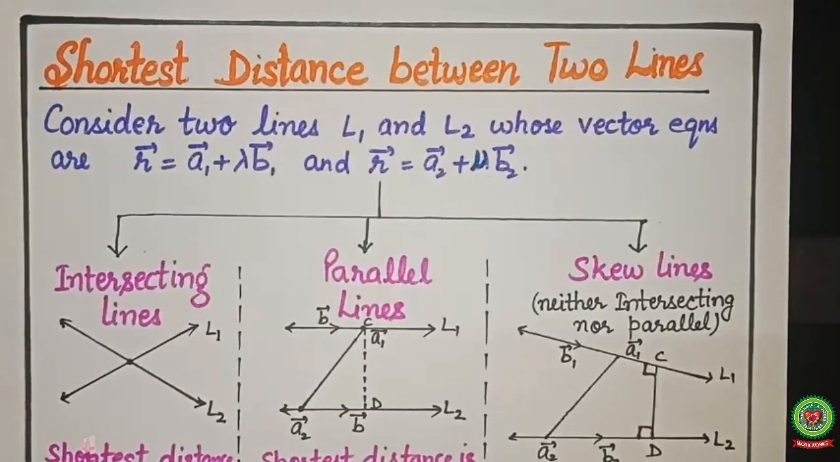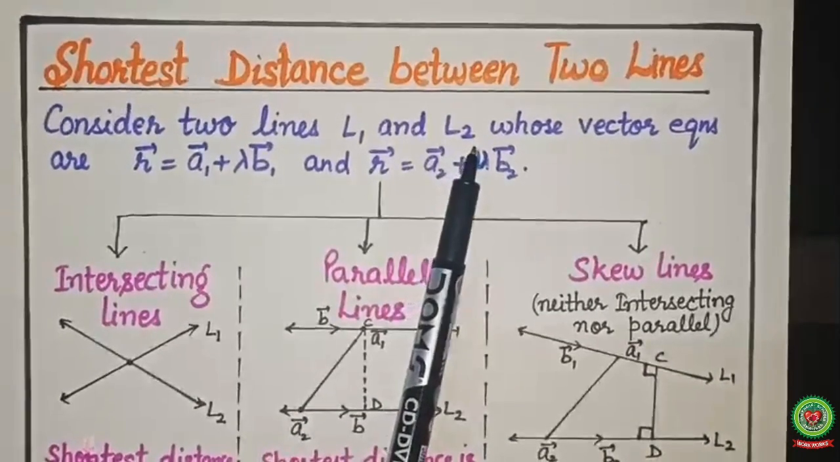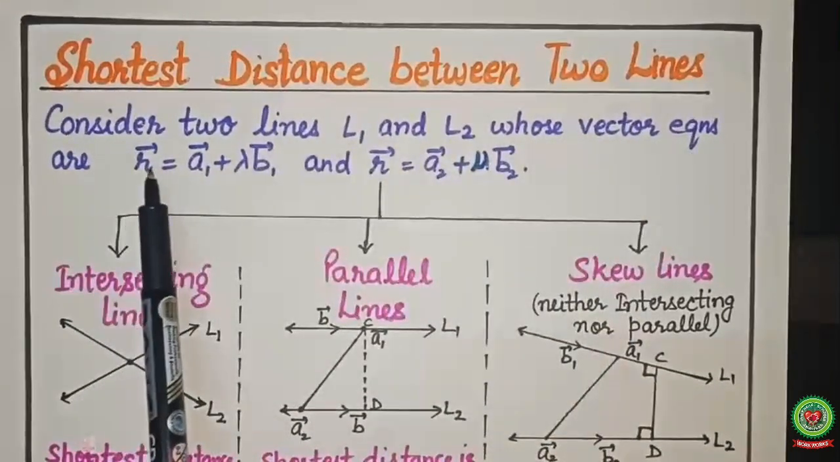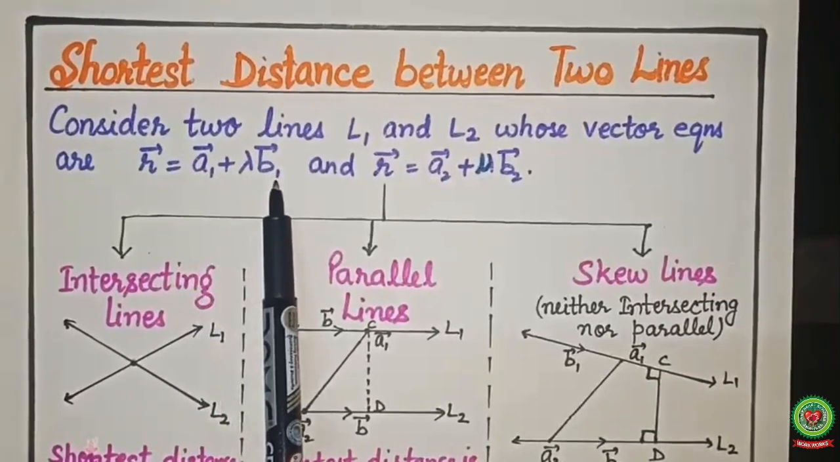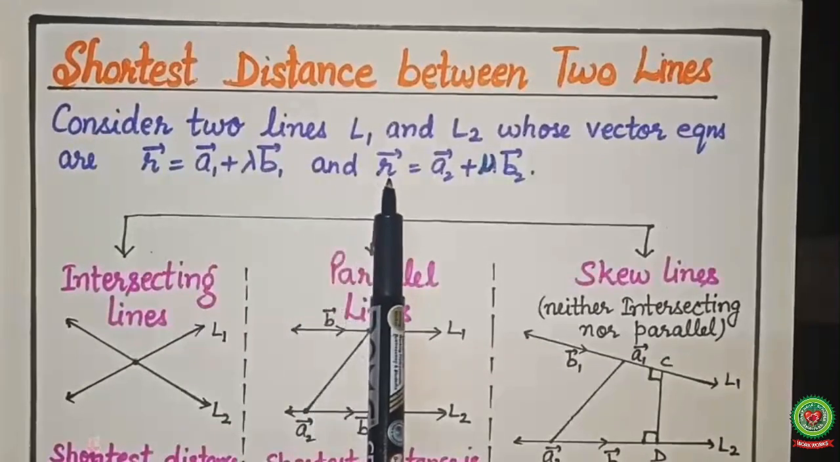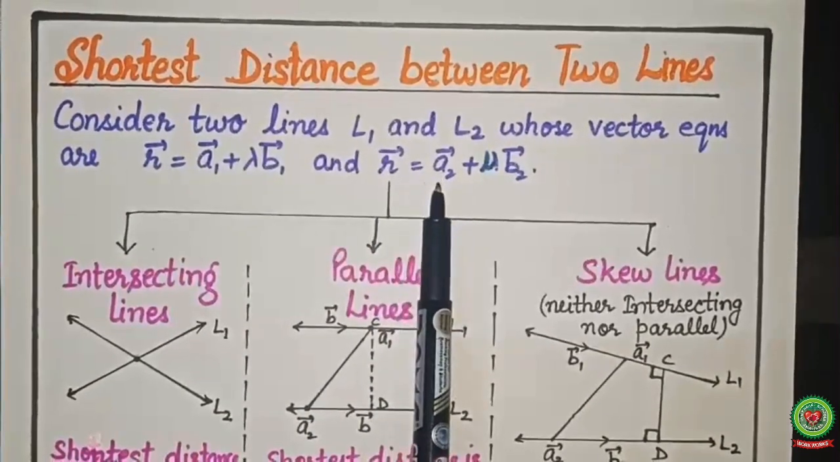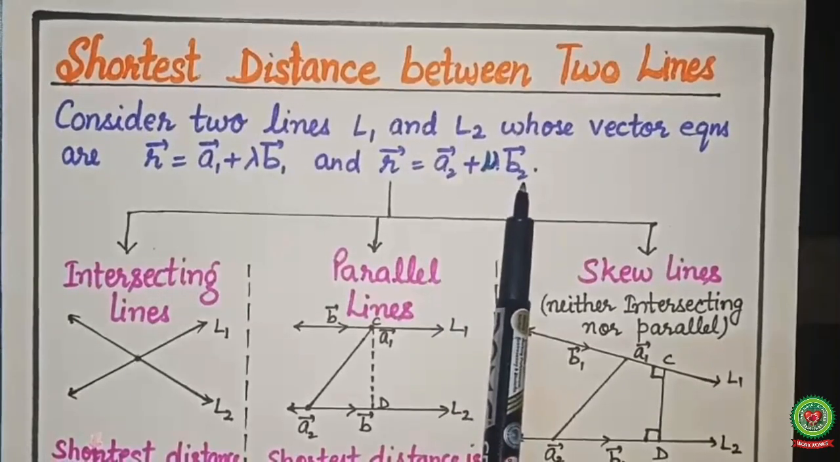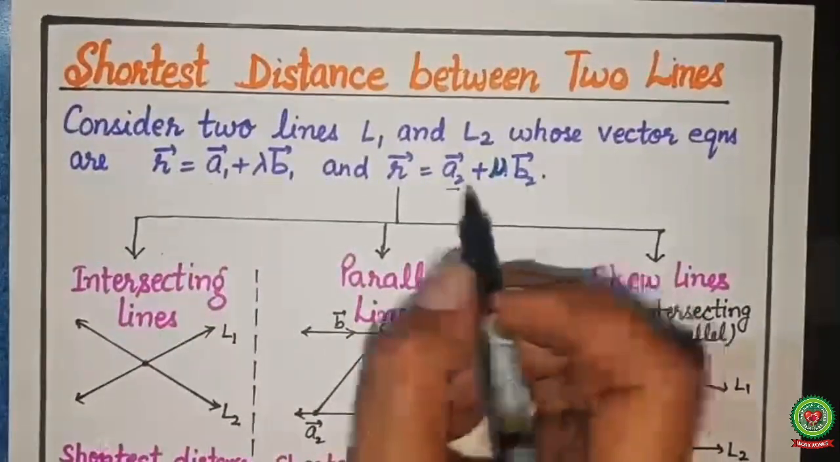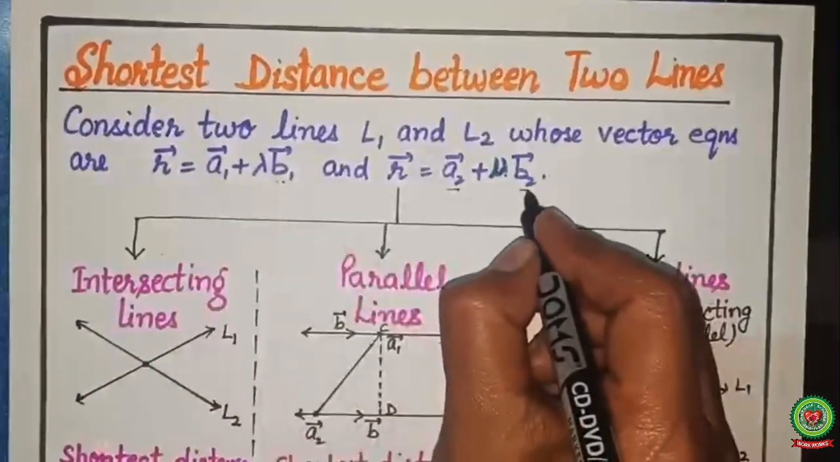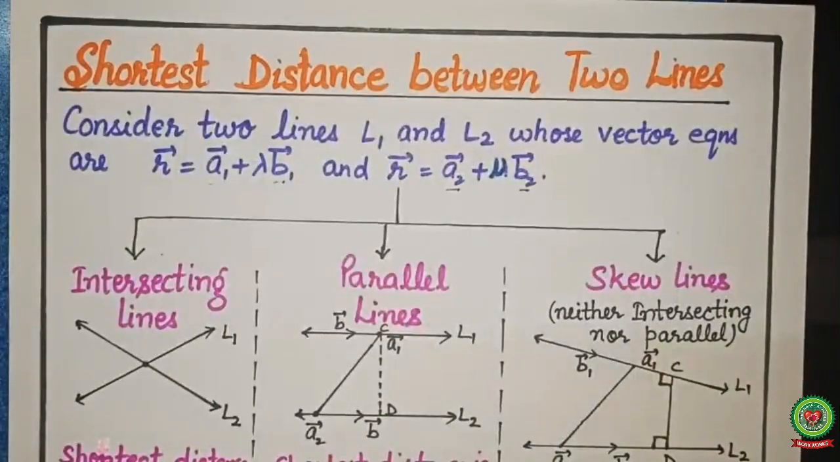Consider two lines, L1 and L2, whose vector equations are r vector equal to a1 vector plus lambda b1 vector, and the second line is r vector equal to a2 vector plus mu b2 vector. Here a1 and a2 are the passes through points and b1 and b2 are the direction ratios of the lines. Now first of all, we must know which type of lines these are. Only then can we find the shortest distance between them.